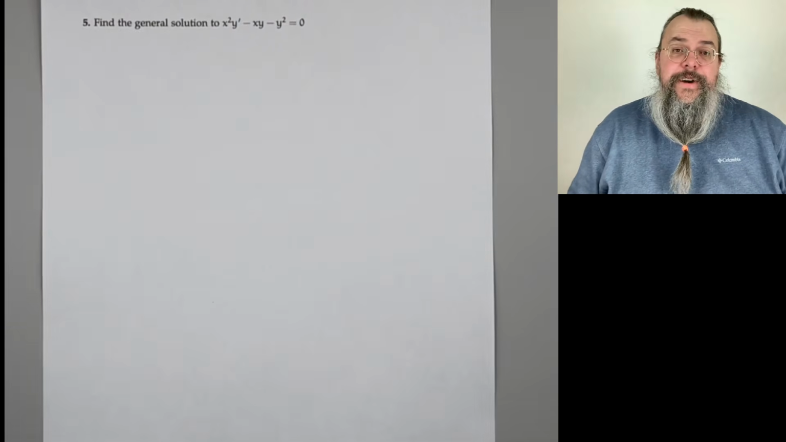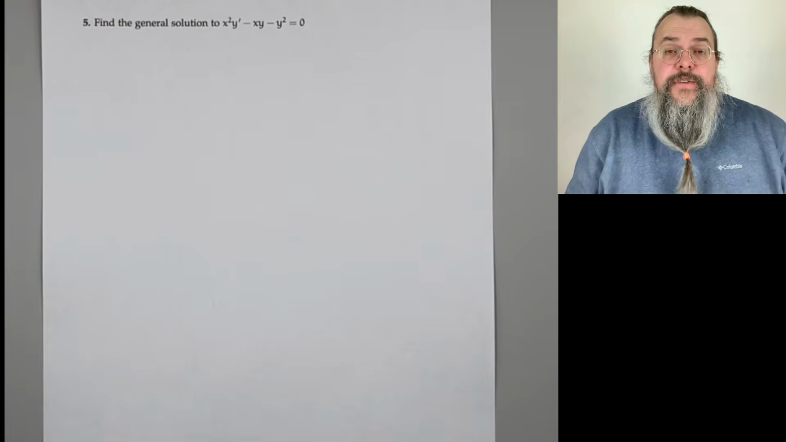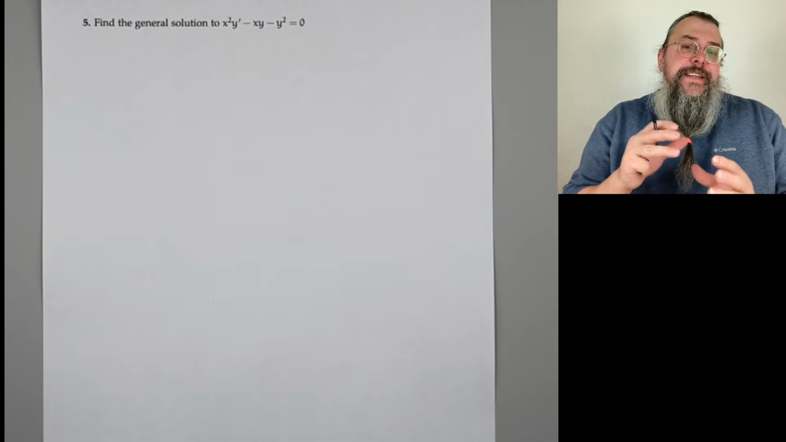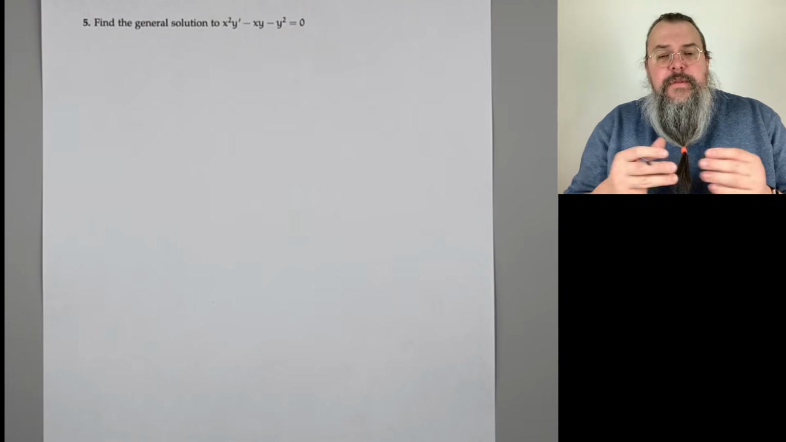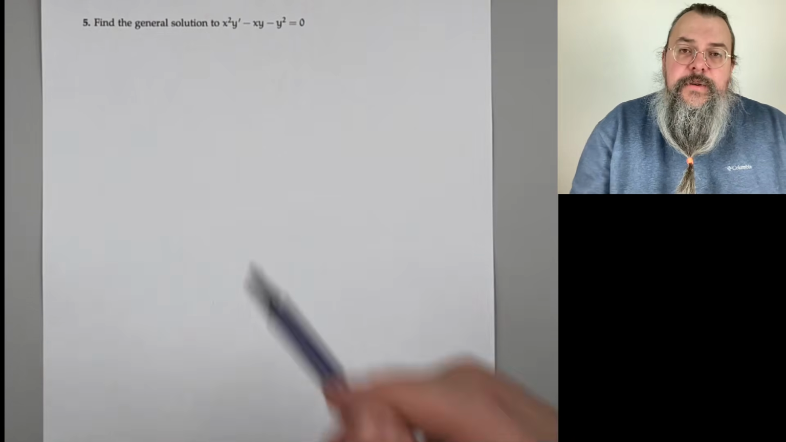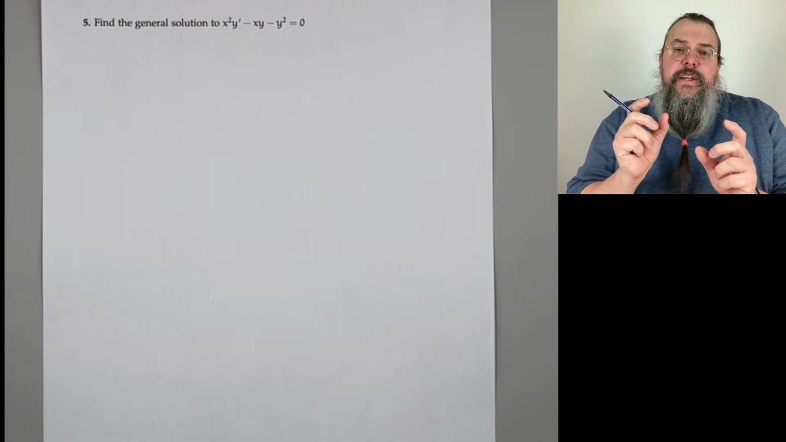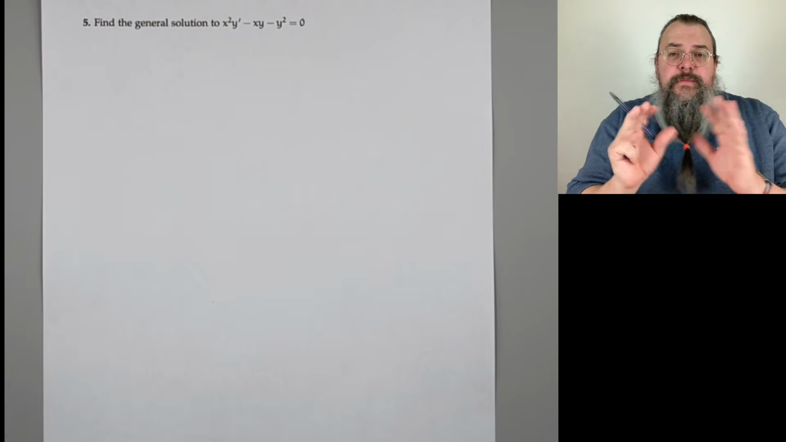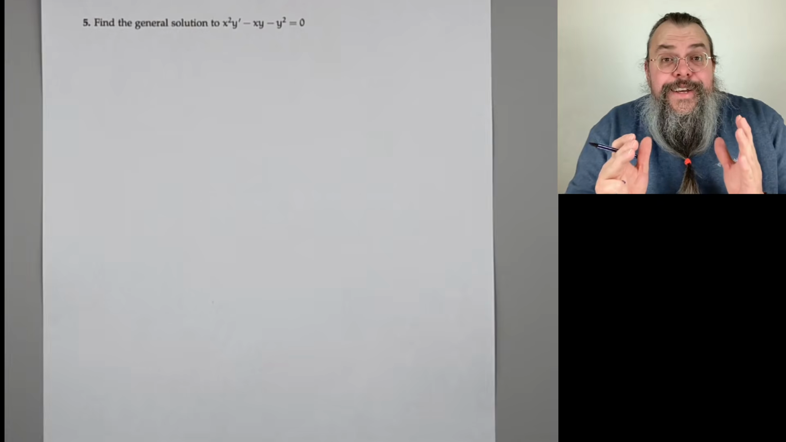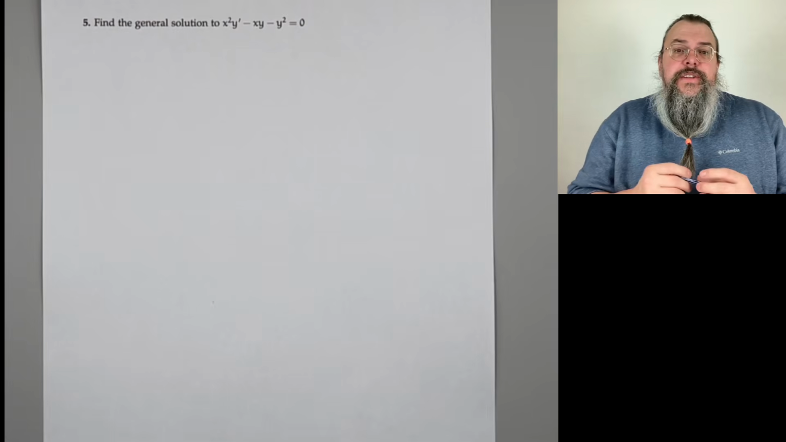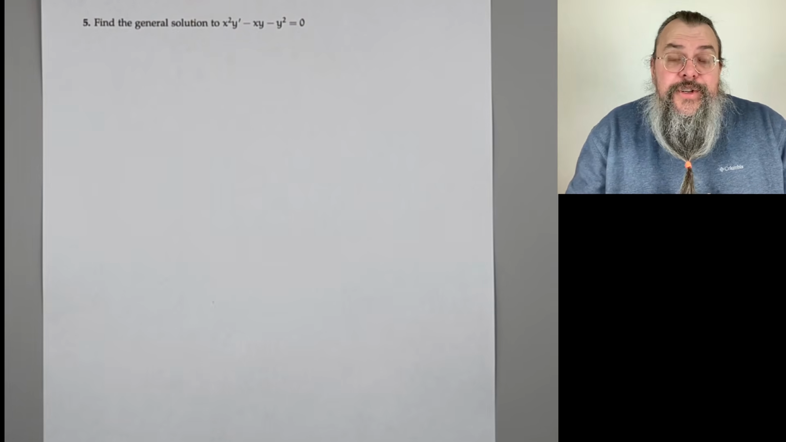All right, that brings us to number 5. Find the general solution to x squared y prime minus xy minus y squared equals 0. Now, it's not exactly linear first order. It's not going to be separable. It's really hard to separate. Usually when you think separable, you want a bunch of stuff multiplying equals a bunch of stuff multiplying, and you can somehow separate the x and y. That's not what we have here. And you can say, well, maybe it's exact. No, it's not exact.